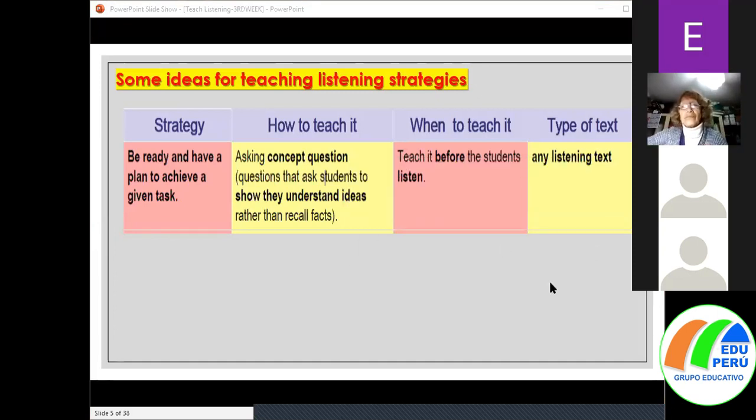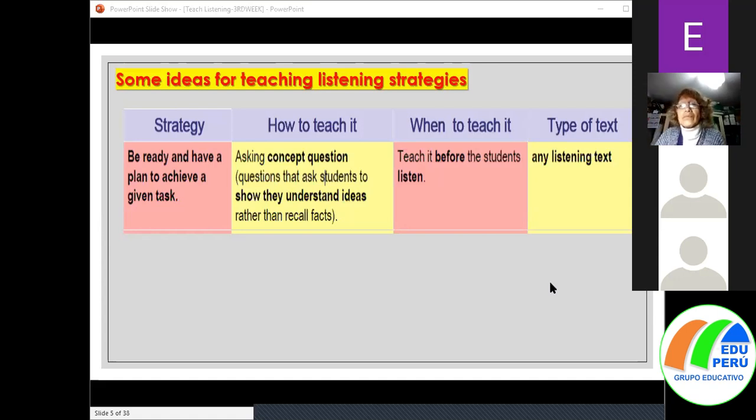So where is the moment that you could teach this strategy, before students listen? Remember, this is to activate the schemata. What kind of listening test could I give to my students? Any listening test, because this is before. Before your listening test, you apply this strategy. How can you teach them to develop this strategy? By asking concept questions. They have ideas about a topic of the listening, so they are not going to give you factual information. Remember, be ready and have a plan to achieve a given task.